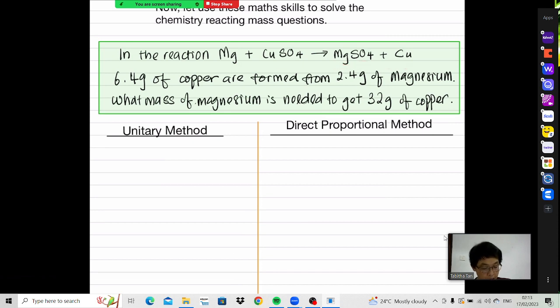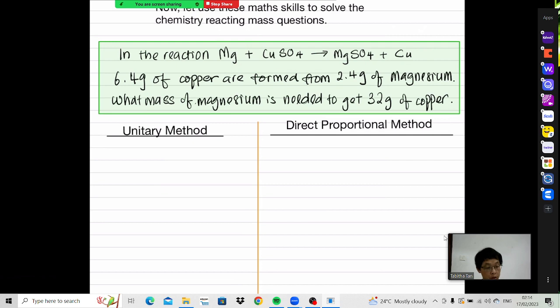Now, they give to us 6.4 gram of copper are formed. So this is 6.4 gram of copper formed from 2.4 gram of magnesium. See the ratio? You can see the comparison, the two players. So you are interested in magnesium and copper. The other two are not your concern in this question. All right. So now, what mass of magnesium is needed to get 32 gram of copper?